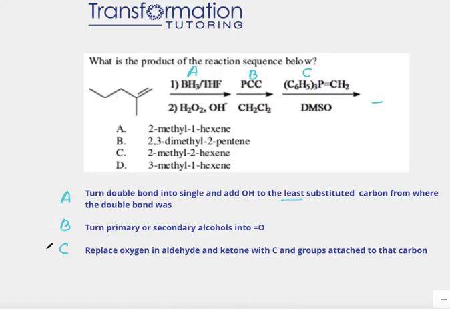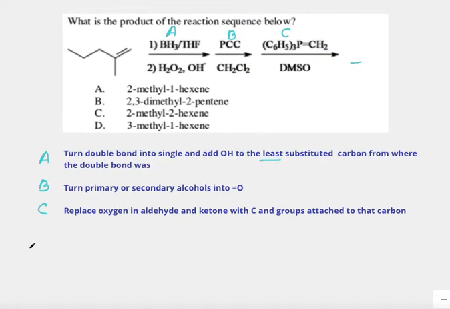Let's go ahead and start. So we have this molecule, and the first set of reagents is BH3 THF in the first step, and then H2O2, OH-. This reaction is called hydroboration, and I already wrote what hydroboration does. Basically, hydroboration is a reaction where you will have to turn a double bond into a single bond, and you will have to add OH to the least substituted carbon from where the double bond was.